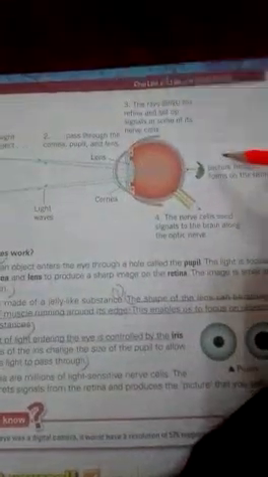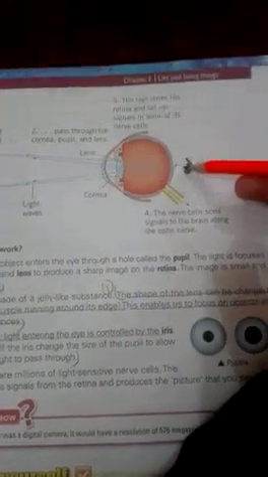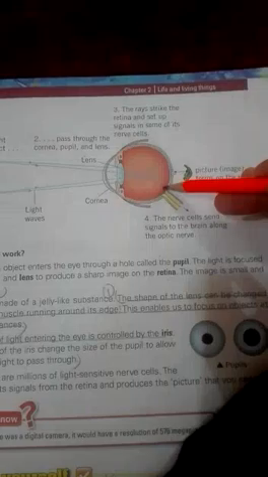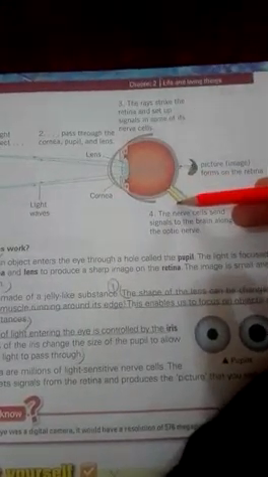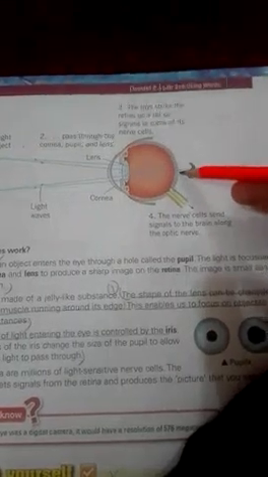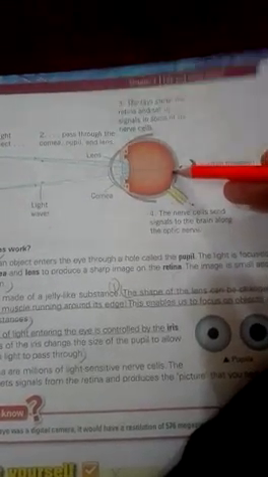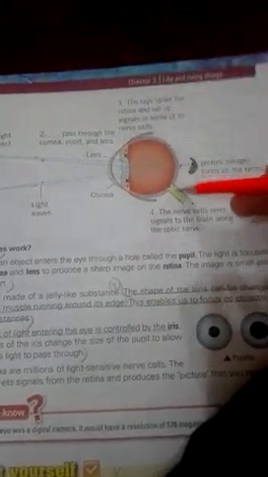When the image is formed on the retina, the nerve cells send these signals to the brain through the optic nerve. We know that the optic nerve consists of many bundles of nerve cells. So when the image is formed, the message from the signals comes from the retina to the brain through the optic nerve. So this is how the eye works.